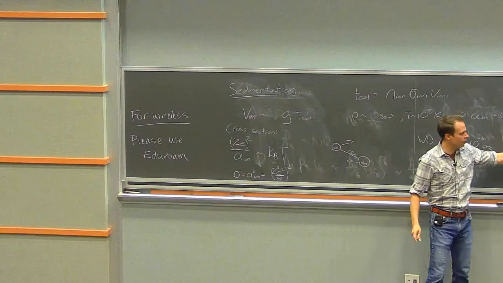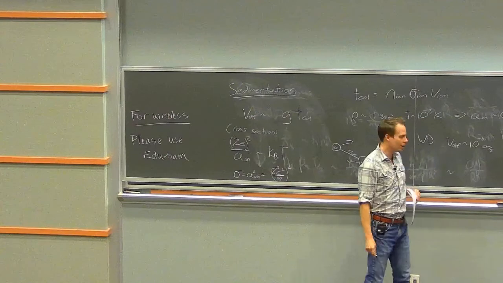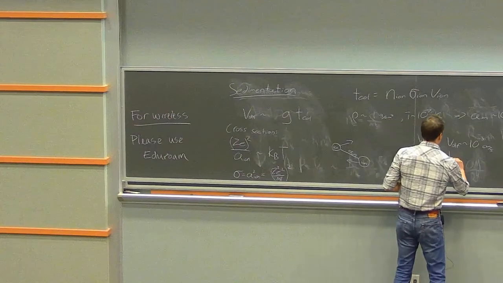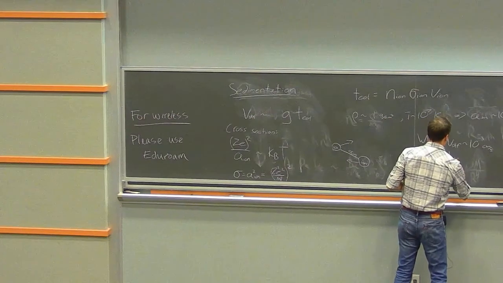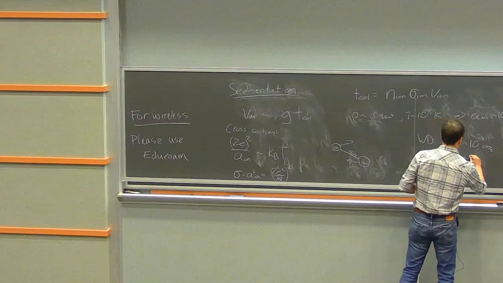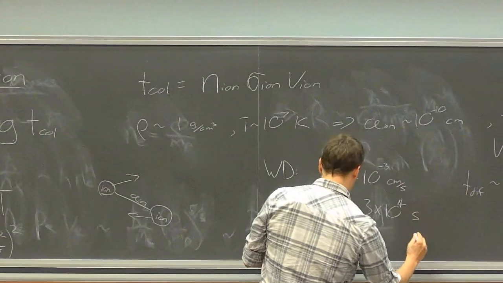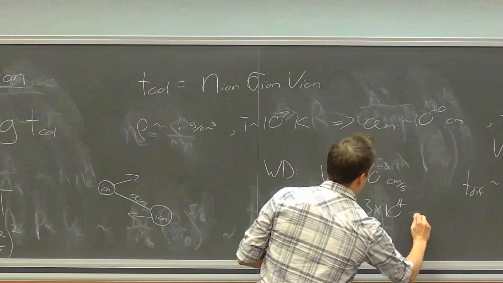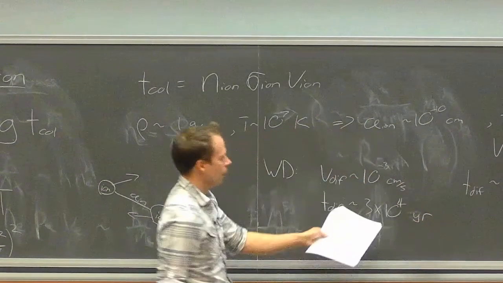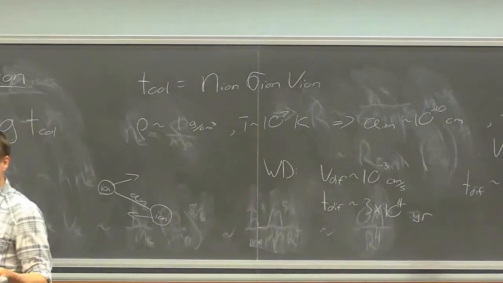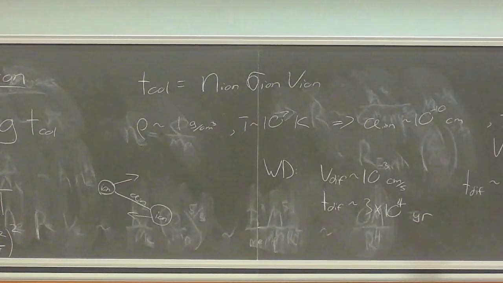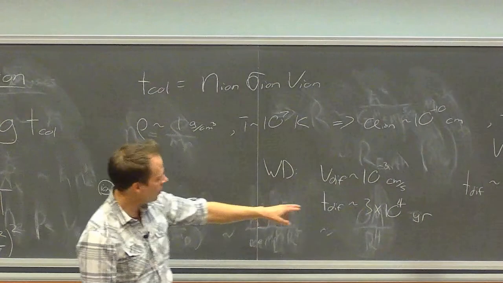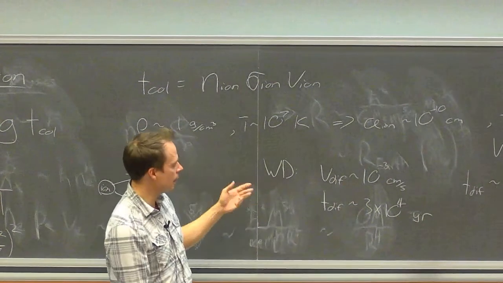And the radius is smaller now, again by a factor of 100. So the time it takes these elements to sink is, well, I'll put down a number here, 3 times 10 to the 4 years. Now that's a very short time scale compared to the cooling age of the white dwarf or the age of the universe. Now, this time scale is a very strong function of density.